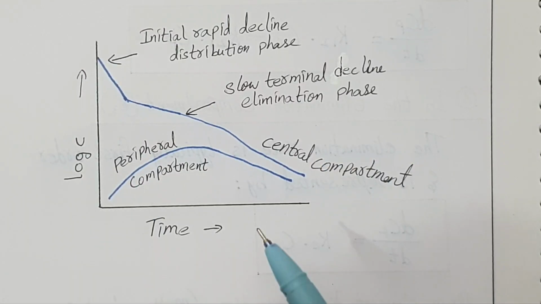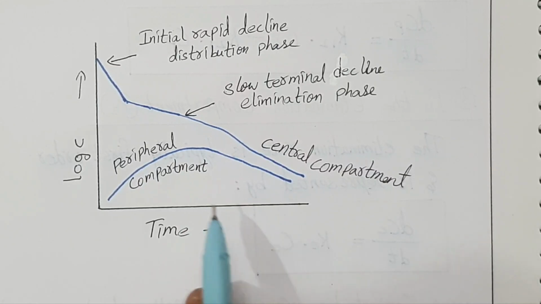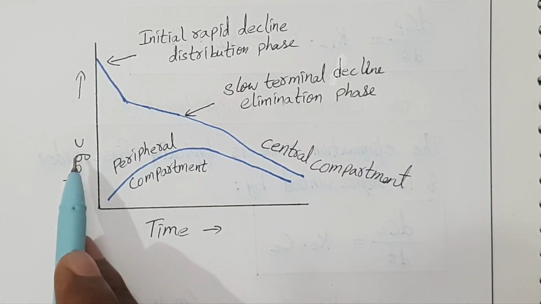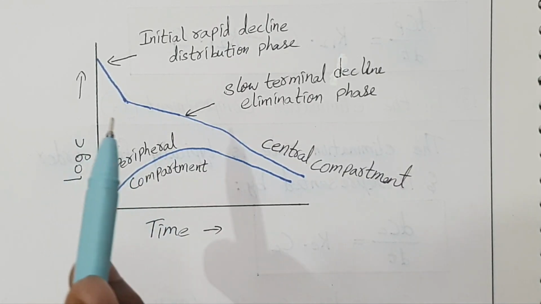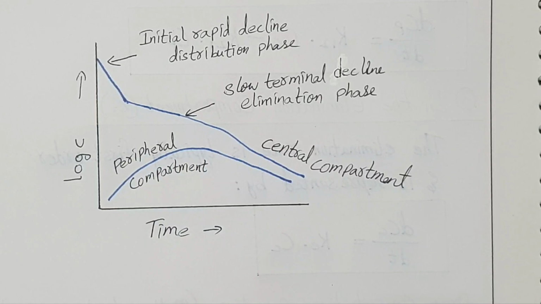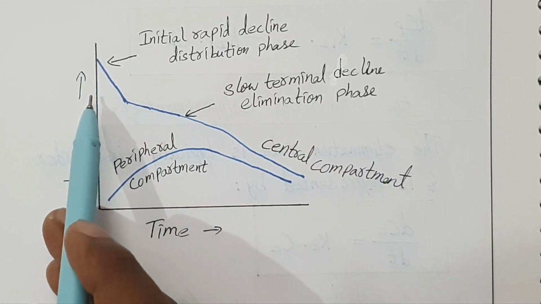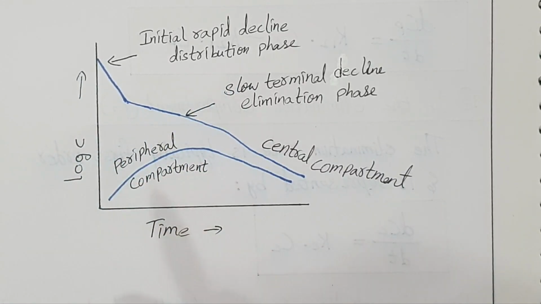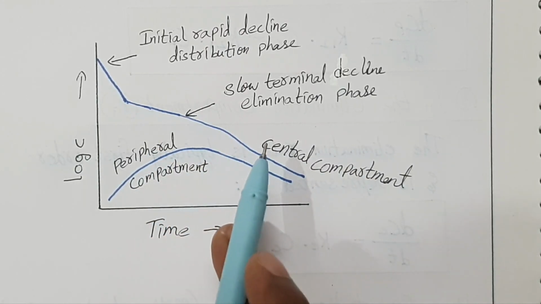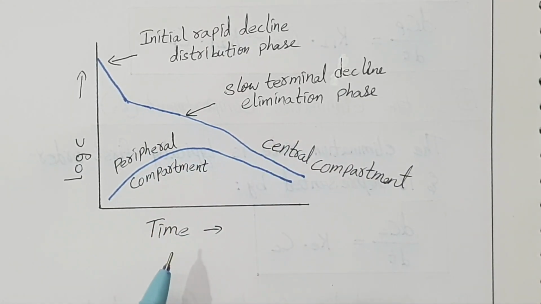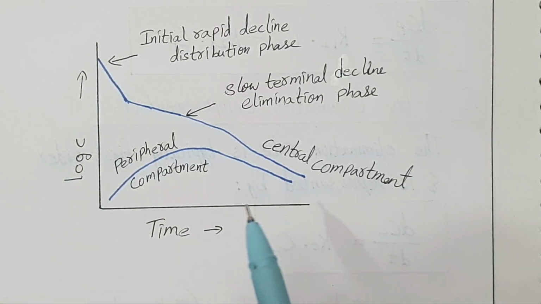Let's look at what the graph would look like. The y-axis is the drug concentration, the x-axis is time. The graph shows a bi-exponential decline. First a steep slope, that is the distribution phase, then a shallow slope, that is the elimination phase. The curve helps us visually understand the two phases clearly.